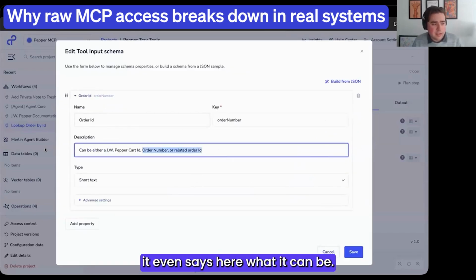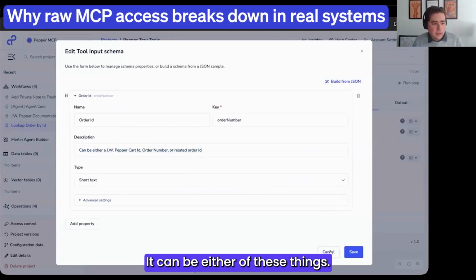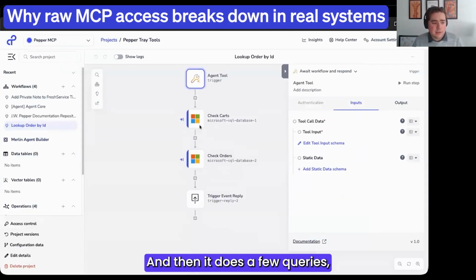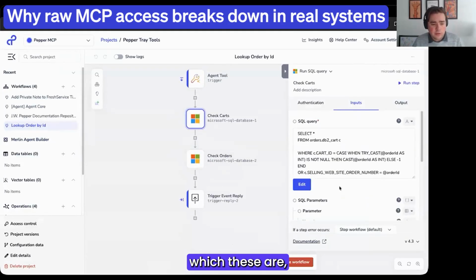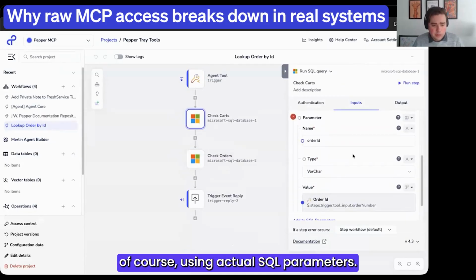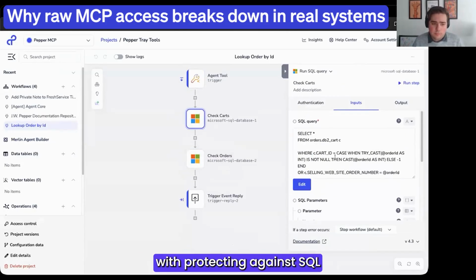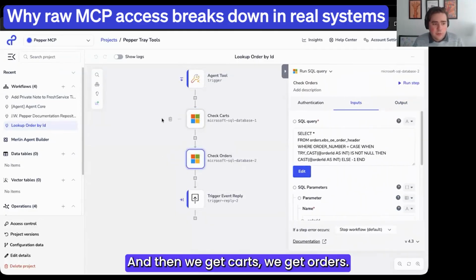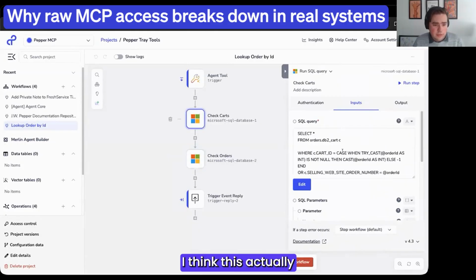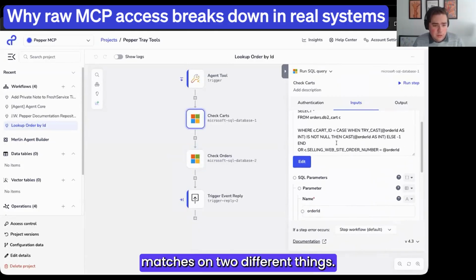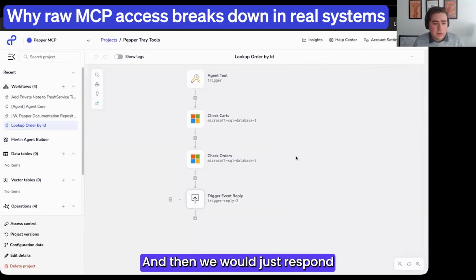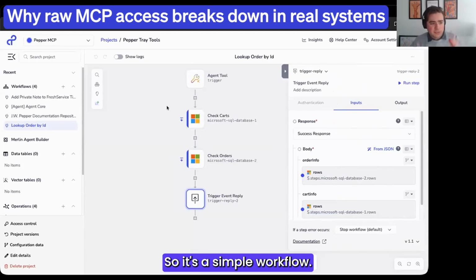So it will take any order number that might be useful. It doesn't really matter. In fact, it even says here what it can be. It can be either of these things. And then it does a few queries, which these are of course using actual SQL parameters. So they're well protected queries, protecting against SQL injection, for example. And then we get carts, we get orders. We might say, I think this actually matches on 2 different things. And then we would just respond with that information. So it's a simple workflow, really, really simple.